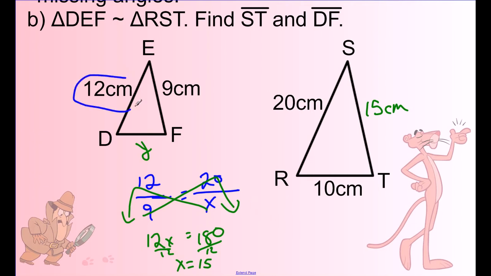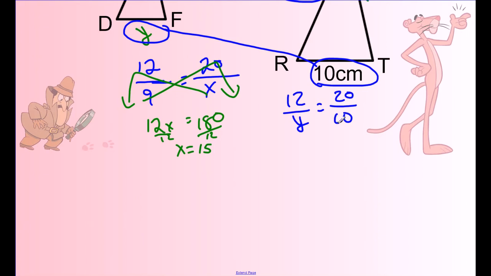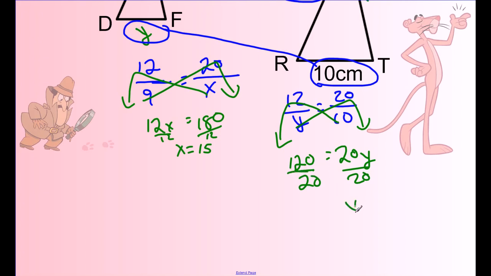I'm going to relate 12 and 20. 12 corresponds to 20 the same way that 10 and y correspond. So 12 to 20, y to 10. And we cross multiply, and we're going to get our answer. Let's see. That times that is 120. That times that is 20y. Divide both sides by 20. And y equals 60.